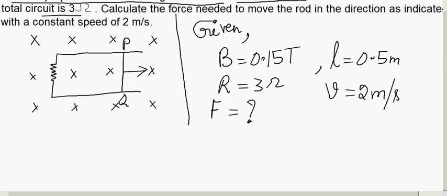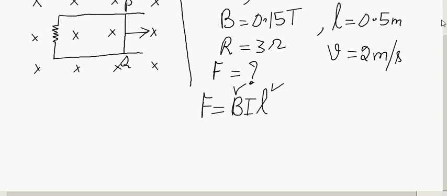Now you have to calculate what is the force required for this movement. You know the formula, F is BIL. We have done the derivation also. F is BIL sin theta. Theta is 90 degree here, so sin 90 becomes 1. So in simple, F is BIL or IBL. We know B, we know L, but we don't know I. How do we calculate I in this case?